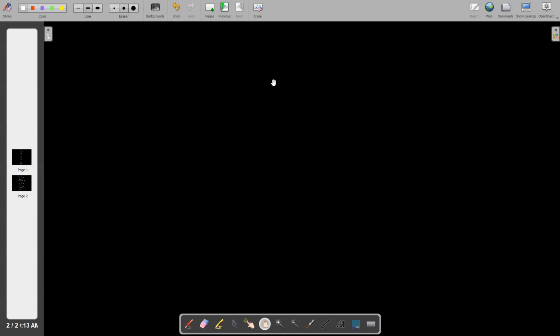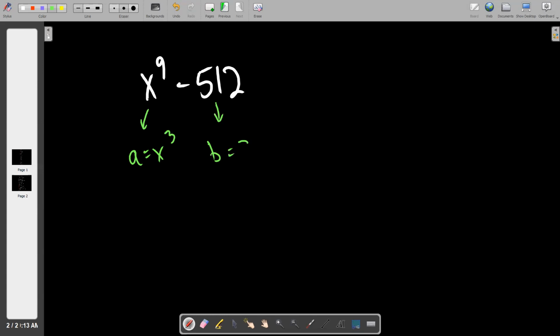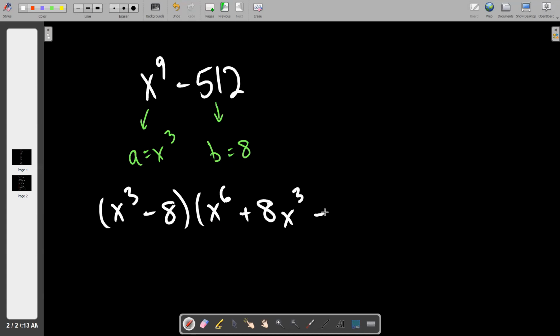Nice. Next one is just a big old difference of cubes. X to the 9th minus 512 is one of those ones where if you miss this, then I really kind of go, okay, you're in trouble. Like you're pretty lost. So this is a pretty standard cubes problem. So I'm going to go and get my A. So A is x to the 3rd and B is 8. So short set, long set is going to be A minus B times A squared plus AB plus B squared.